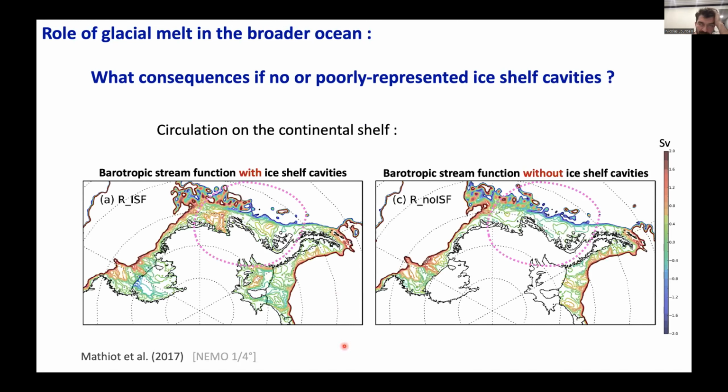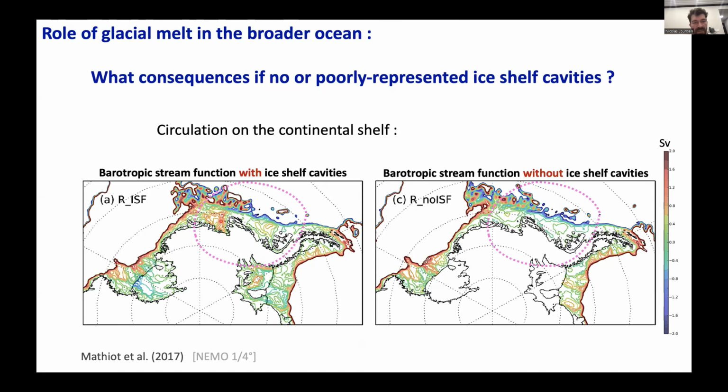The first example that I'm going to show is the barotropic stream function that we have with ice shelf cavities on the left and without ice shelf cavities on the right. This is from the paper by Pierre Mathieu in 2017. And so basically, the more contours you have, for those who are more familiar, the stronger the circulation.